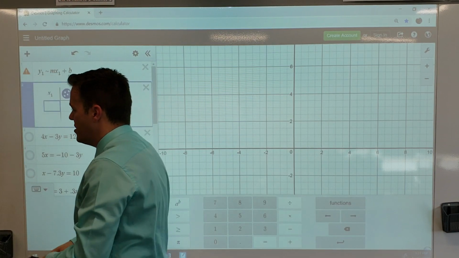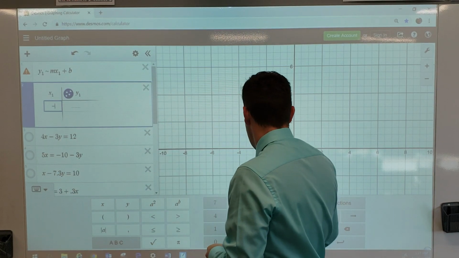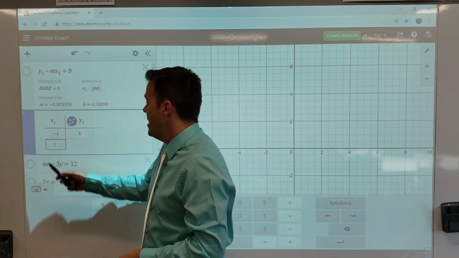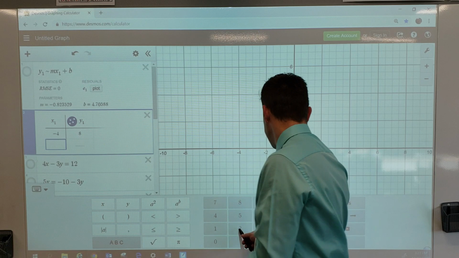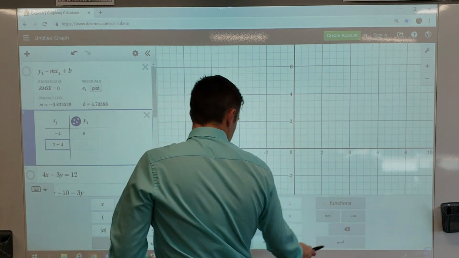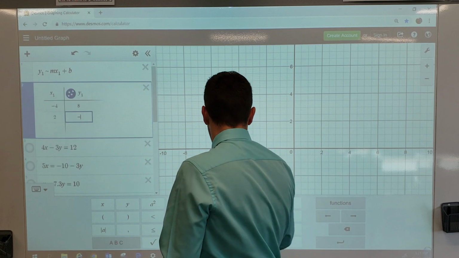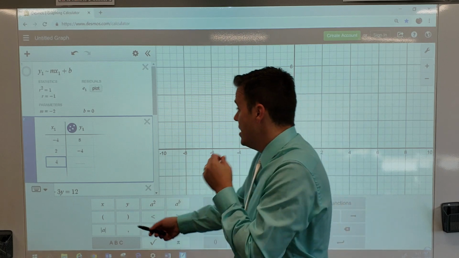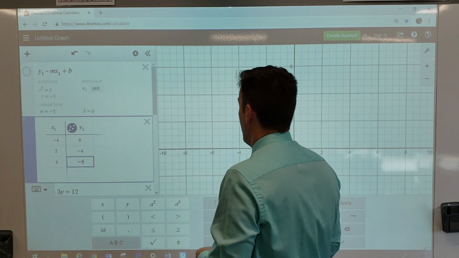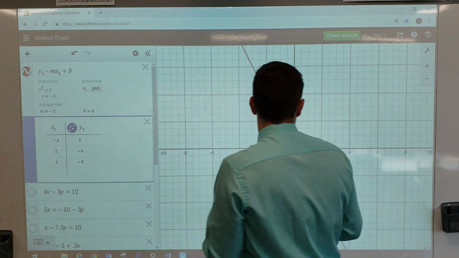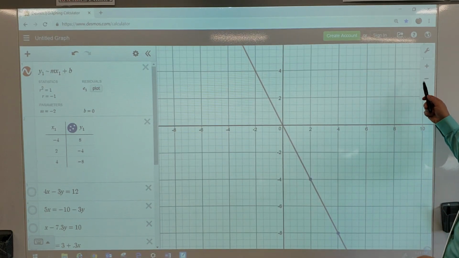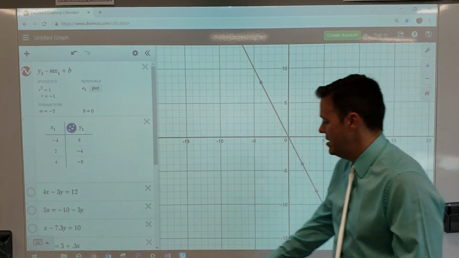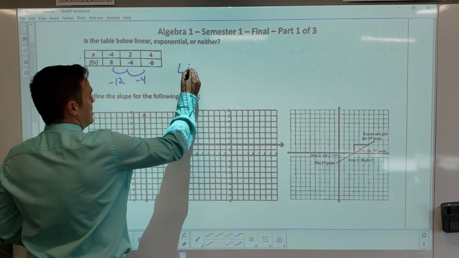So first things first, let's enter the points. My first point is going to be a -4, 8, and then I have here a 2, -4, and my last point is going to be a 4, -8, okay? Big key factor with this is where is the point? Turn the line on, and there you go. Okay, so the question is, is this linear? Linear creates what? A straight line. Ladies and gentlemen, that is indeed a straight line. So this is linear.